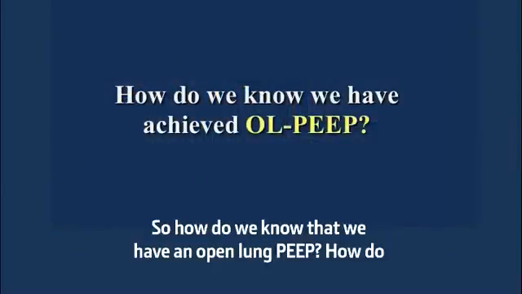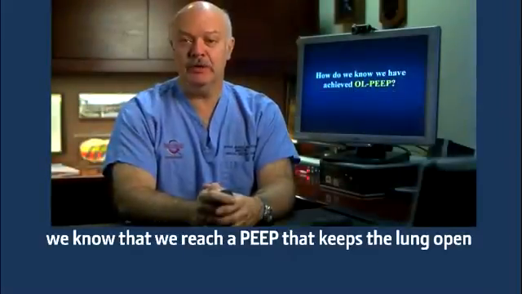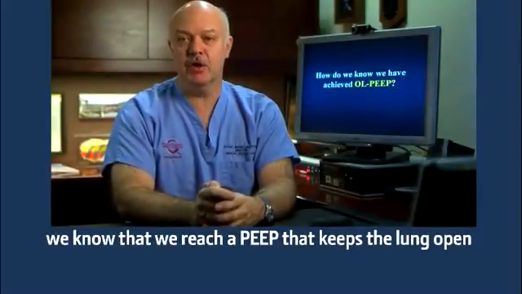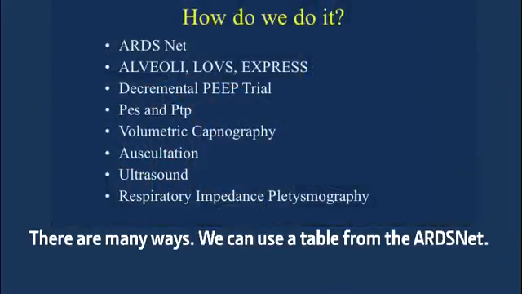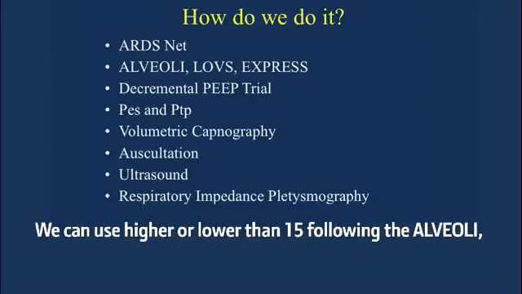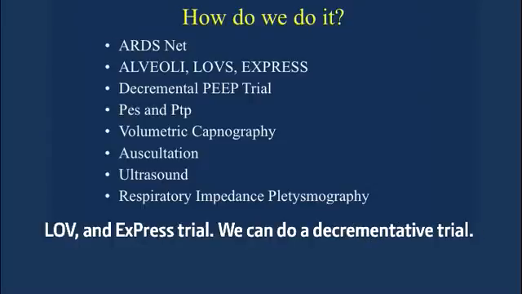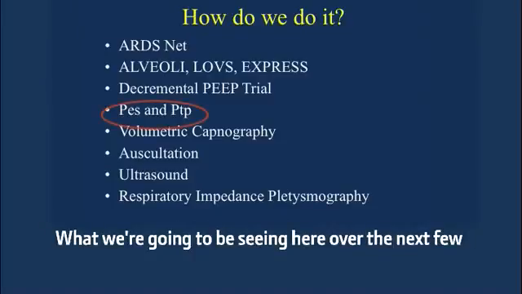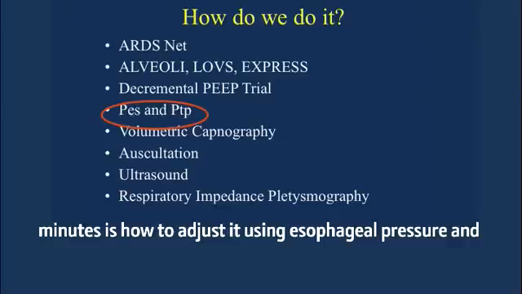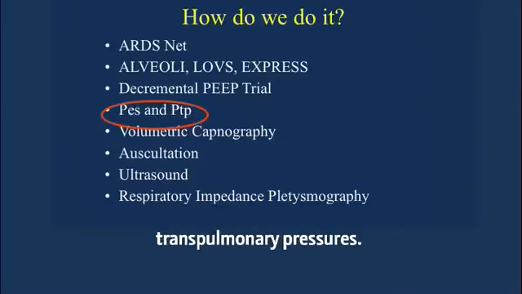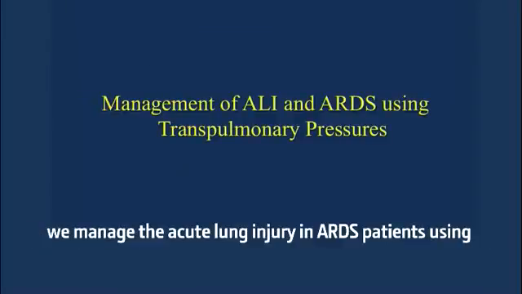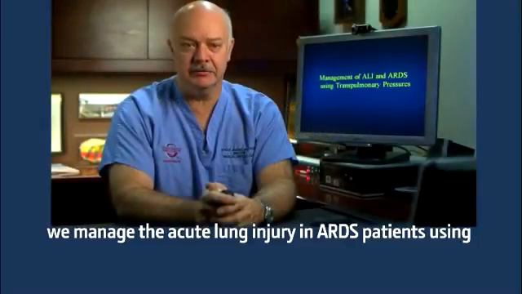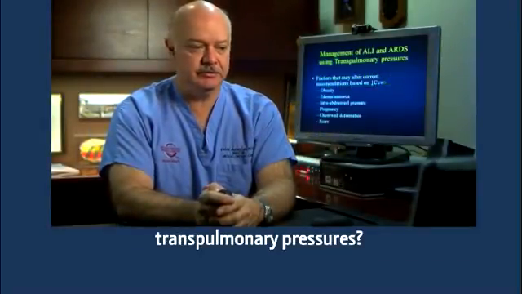So how do we know that we have an open lung PEEP? How do we know that we reach a PEEP that keeps the lung open during the expiratory phase? There are many ways. We can use the table from the ARDS-NET. We can use higher and lower than 15 following the ALVEOLI and EXPRESS trials. We can do a decremental PEEP trial. What we're going to be seeing over the next few minutes is how to adjust it using esophageal pressure and transpulmonary pressures. So how do we measure the transpulmonary pressure and how do we manage acute lung injury and ARDS patients using transpulmonary pressures?